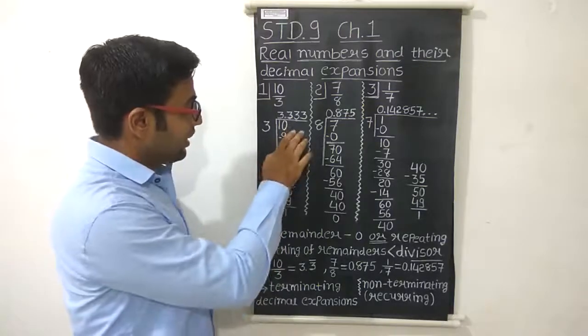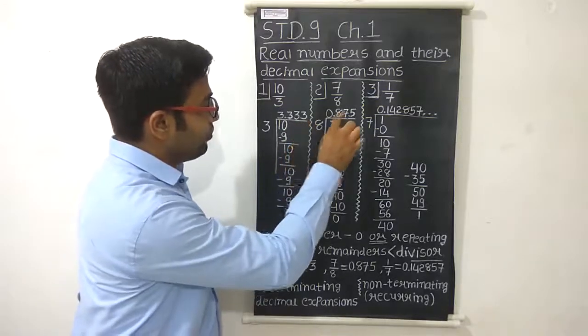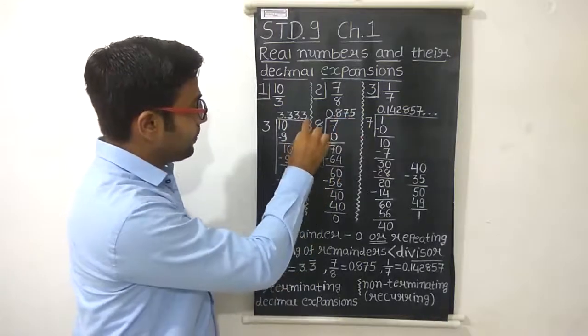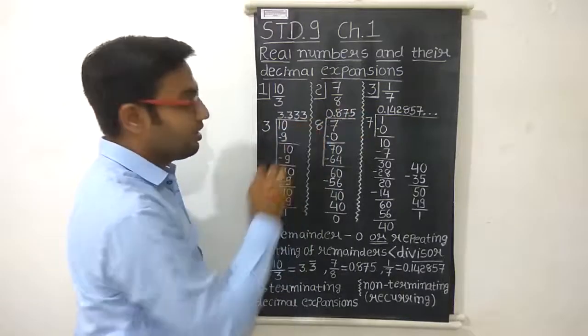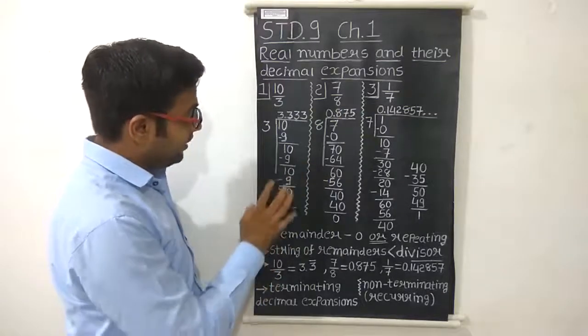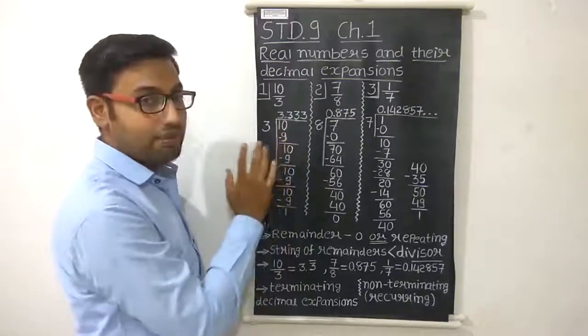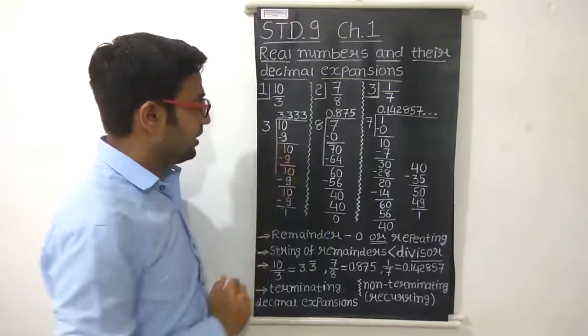Still it is not completed, the division continues. If we divide further, this pattern 3, 3, 3, 3 will continue. It is not terminating, it is continuous. But we stop here because now we understand how to represent this.